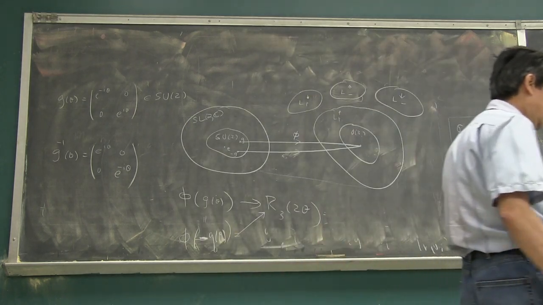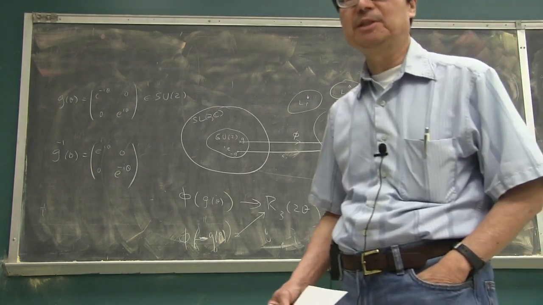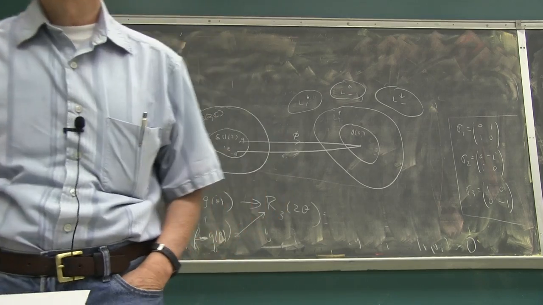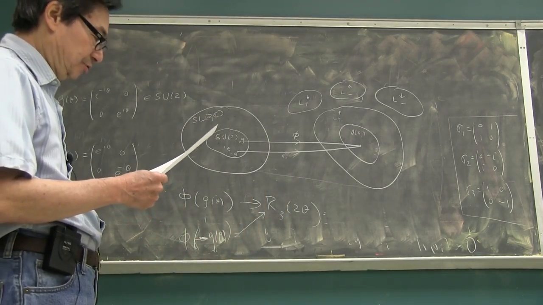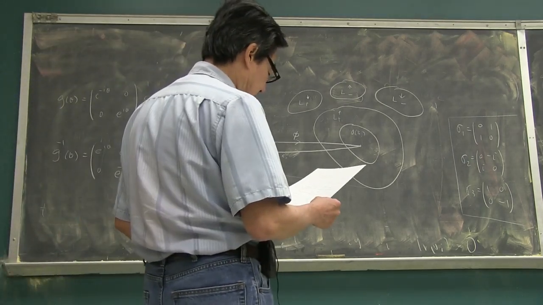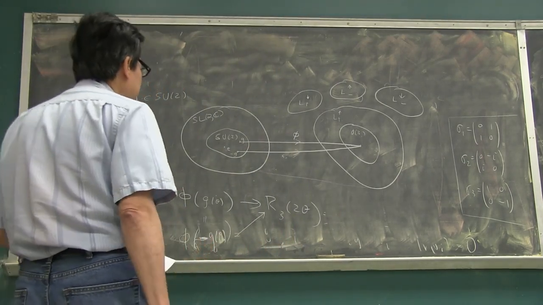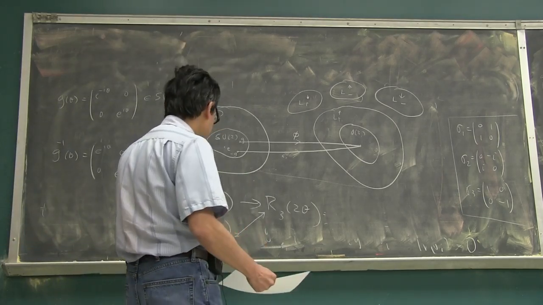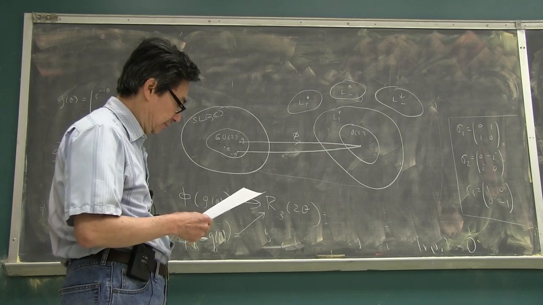Now, let's take a look at another kind of SU2 matrix. Obviously, this is a very important kind of SU2 matrix because it represents a particular kind of rotation. The next kind of important matrix I can show you after this. I mean, this is of course true, but I can show you explicitly why phi of minus g gives you the same thing.